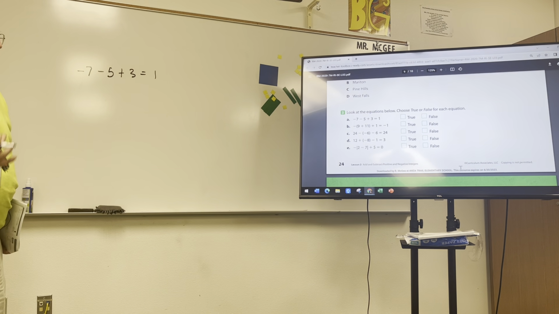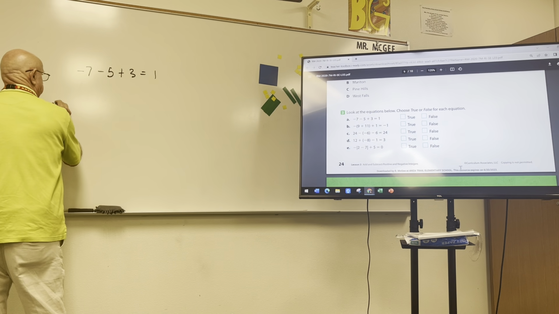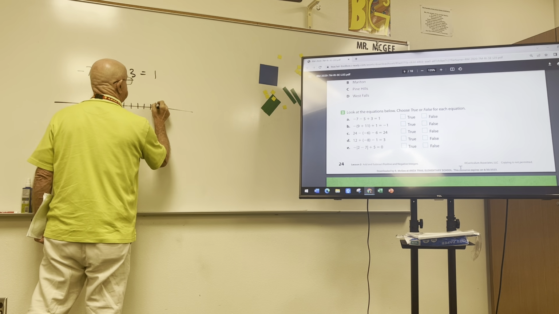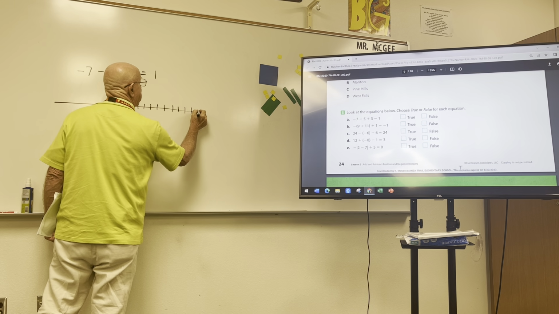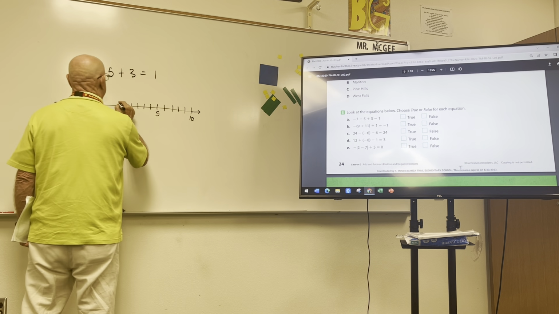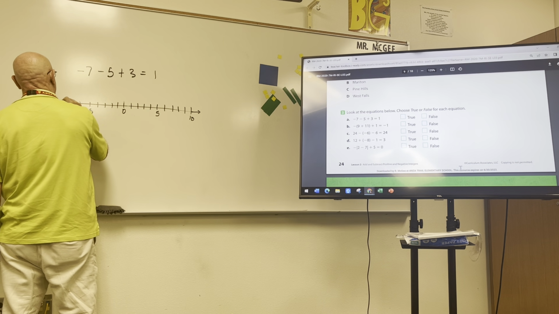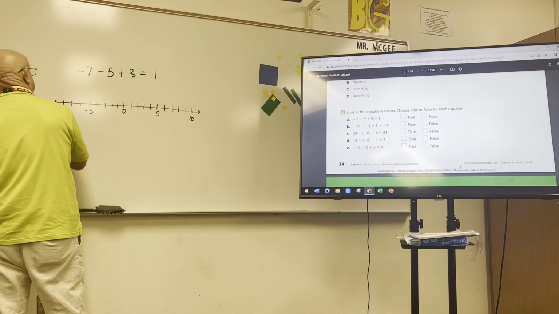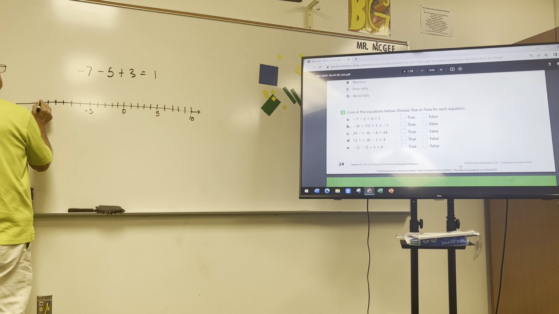Okay, so we can do it mathematically or we can do it on a number line. I think sometimes the number line is easy. Let's see if we can do one real quick. We get 0, 1, 2, 3, 4, 5, 6, 7, 8, 9, 10. All right, and actually let's take this one out just a little further because I think we're going to need it.